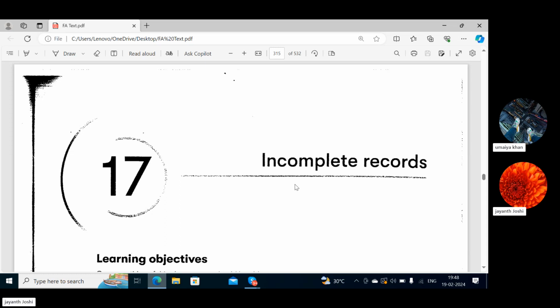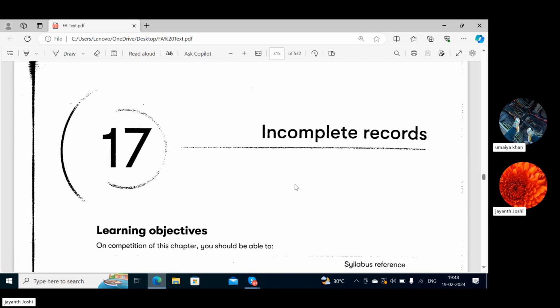So see, first of all, I'll give you some brief introduction of this incomplete records. Basically, we know that when we prepare accounts, we prepare accounts as per the double entry system of bookkeeping. Now, what is the double entry system? That means everything is properly recorded. Each and every transaction is recorded. We will put every event into a transaction and record it.